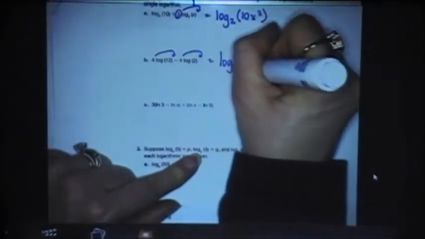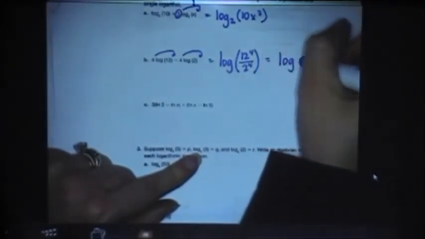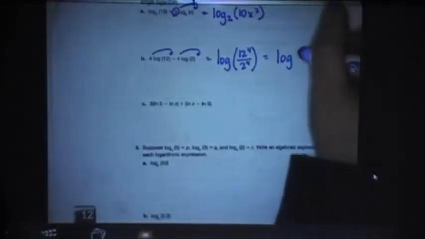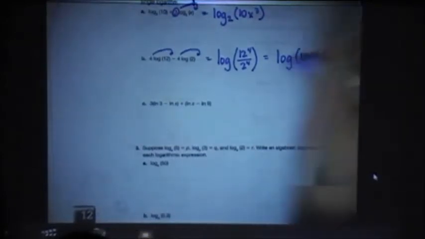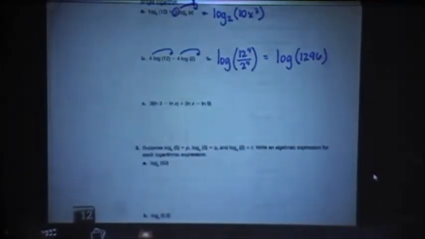Okay, this one is going to be, I'm going to move the 4, both of the 4s. There are 2 logarithms separated by subtraction, so you'll be dividing. So it's going to be log 12 to the 4th divided by 2 to the 4th. That simplifies. You can put it in your calculator to simplify it. It's a big number. If you think about how big 12 to the 4th is, then you'll know it's a big number. I think it's 1296. You can just plug that in your calculator and it'll simplify it for you. Pretty sure it's 1296.